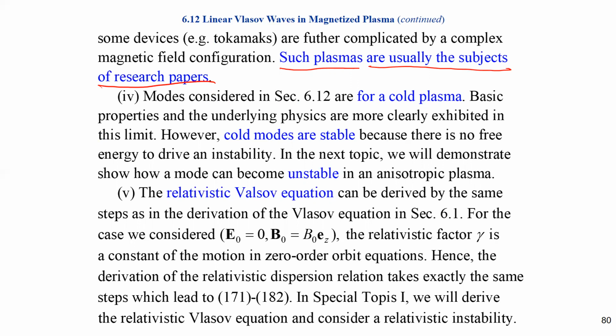For example, inside a waveguide, the EM field is actually not uniform. The EM field must satisfy the waveguide relations, and inside, the charged particles are not uniformly distributed. The magnetic field has spatial orientation.